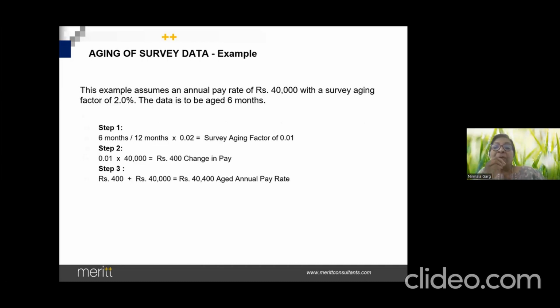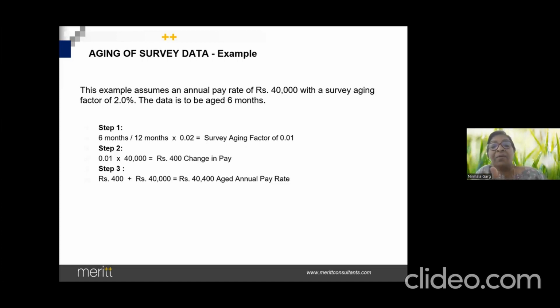Assume the annual pay rate for a position, say, for example, HR manager, is 40,000 dirhams or rupees. Here, instead of the aging factor, I have given you a survey aging factor. Very easy. The survey aging factor is 2%. Now the data has to be aged 6 months. That means you have to bring it forward by 6 months. So how will you do it? Simple, no? 6 months divided by 12, into your survey aging factor. 2% converted into decimals, will you agree, gives you 0.02? Any mathematician with 6th or 7th class knowledge will give you that.